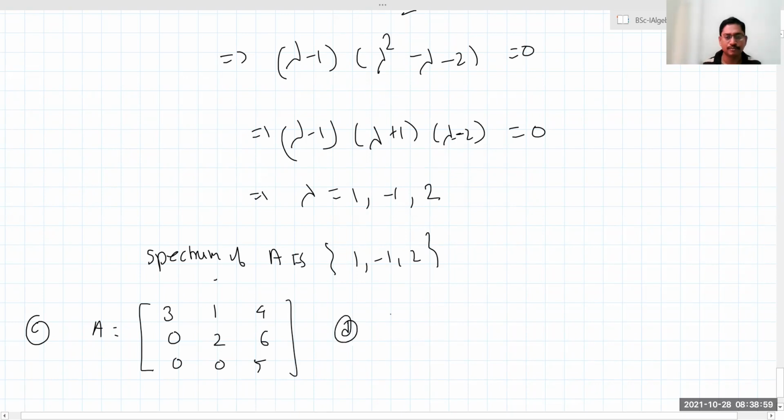So next example, we'll have something other than triangular: 0 1 2, 1 0 minus 1, 2 minus 1 0.